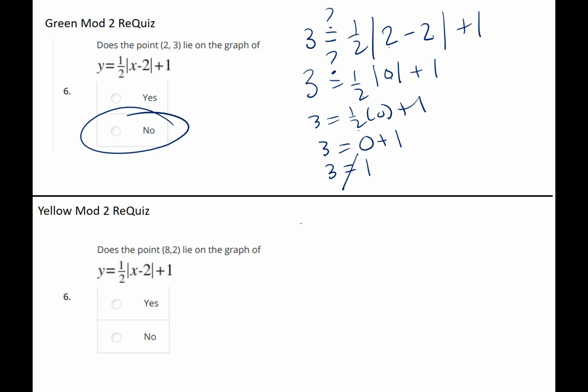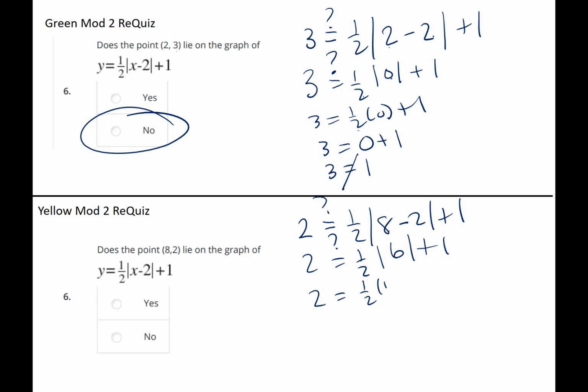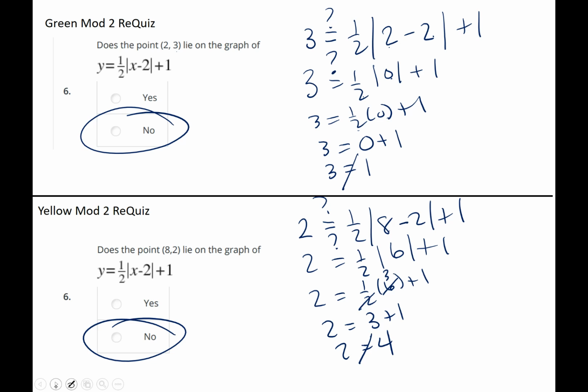On this other one here, I'm going to put in a 2 for the y, and I'm going to put in an 8 for the x. So again, I'm checking to see if this is true. I don't know if it's true or not yet. So I get 8 minus 2 is 6, not 4, sorry. Absolute value of 6 is 6. 2 goes into 6 3 times. So I have 3 plus 1, and 3 plus 1 is 4. It's definitely not true, so this one is also a no.